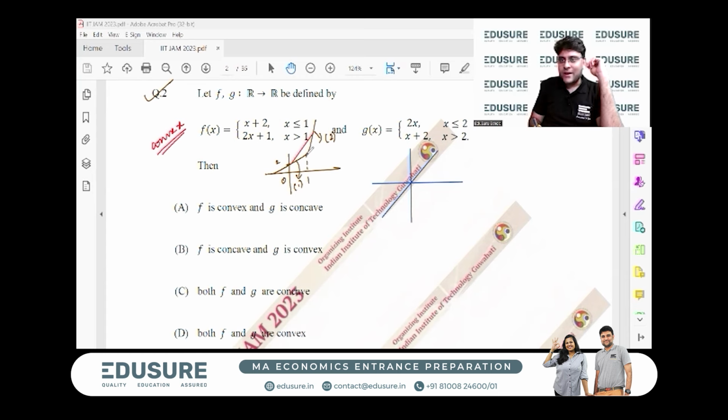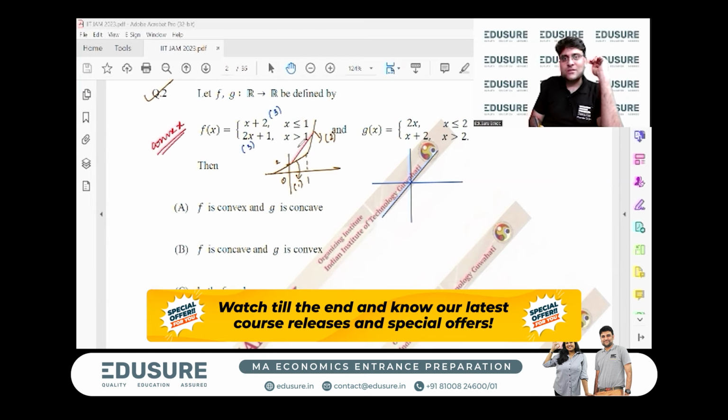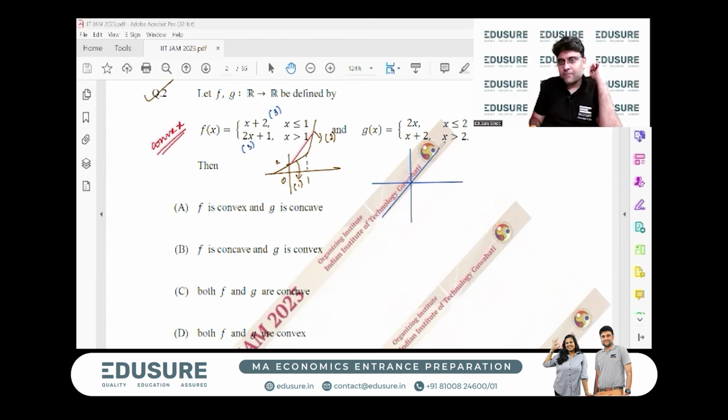See, why am I joining this? Some of you are asking. Put x is equal to 1 here. This is 3. Put x is equal to 1 here. This is 3. So both the values are the same. So it is a continuous function. Similarly here, put x is equal to 2 here. This is 4. x is equal to 2 here. It's 4. So it is a continuous function.